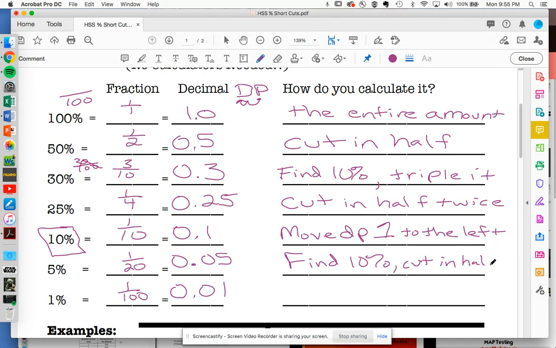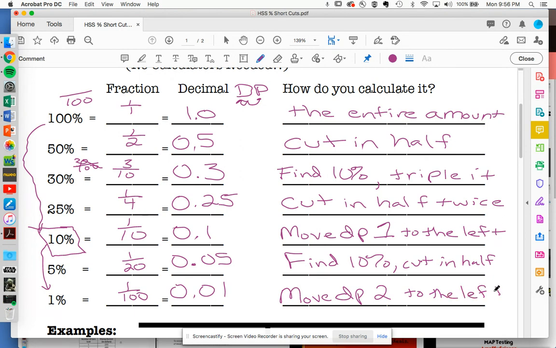Cut in half. Now, finally, notice 1% is like 10%, right? And even before that, 100% was like 10%. What I do to 100% to get to 10%, I moved it 1 decimal place to the left. How do I go from 100% to 1%? I move my decimal point 2 to the left.